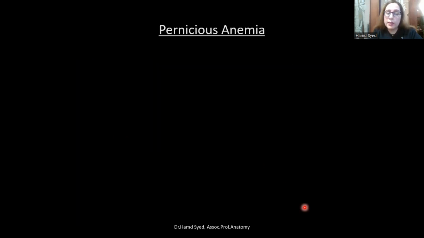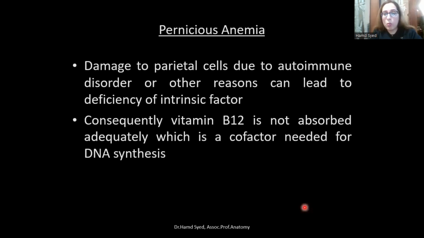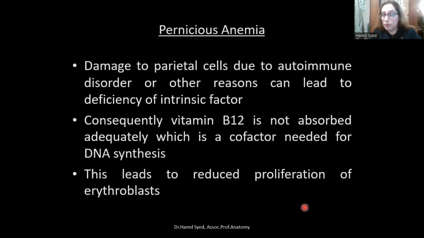Let's talk about the clinical condition pernicious anemia, as we are discussing over here the function of the parietal cells. Damage to these parietal cells can occur in case of an autoimmune disorder or some other reason, and that can eventually lead to a deficiency of the intrinsic factor. Consequently, vitamin B12 will not be absorbed, which was the cofactor needed for DNA synthesis. And this causes the reduced proliferation of erythroblasts, producing the anemia.